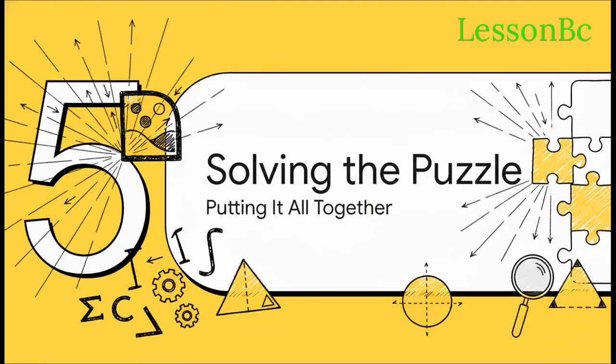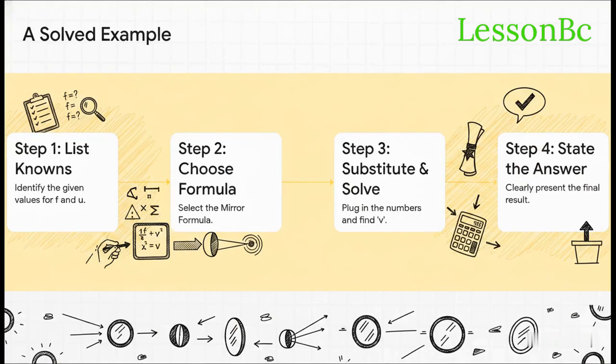Alright, theory's great and all, but let's actually see how this stuff works in the real world. We're going to take these formulas for a spin and solve an actual problem. You'll see just how powerful this physics can be. The method is just a simple 4-step process. First, write down everything you know. Second, pick the right formula. Third, plug in your numbers and solve it. And finally, state your answer. It takes a tricky physics problem and turns it into a simple recipe.